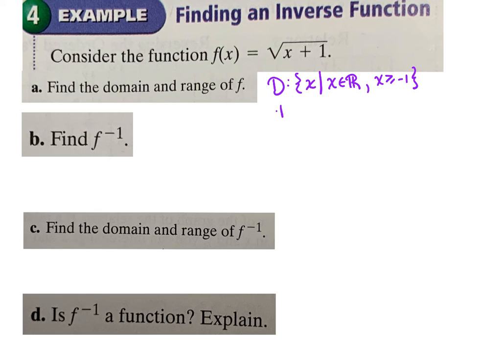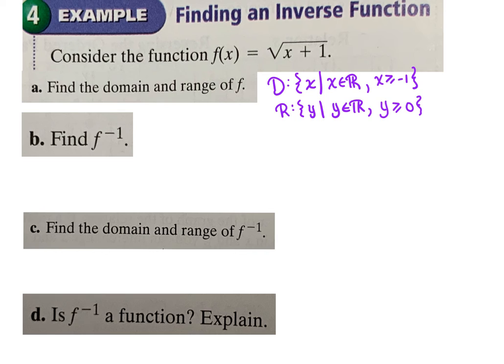I have a limitation on my y because it is a square root. So my range has a limitation as well. My y is going to be real numbers, but because it equals the square root of something, we know that my y has to be at least 0 or bigger. Y is greater than or equal to 0.